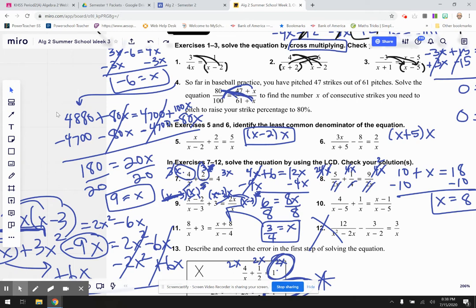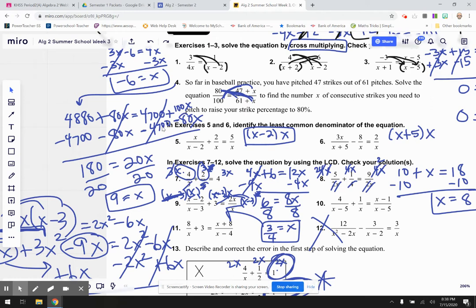80 times 61 is 4880. 80 times x would be 80x. 100 times 47 is 4700. And then 100 times x is 100x. And I like to keep my x positive, so the bigger one is 100, so I'm going to subtract the smaller one. That's going to leave me with 20x, because 100 minus 80.